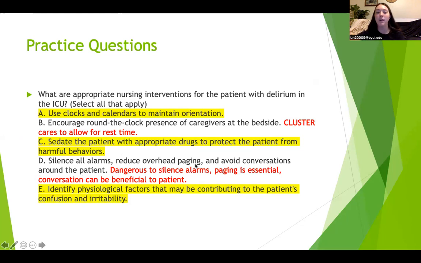It's dangerous to silence alarms. Paging is essential, and conversation can be beneficial to the patient as long as it's clustered to allow for rest times in between. And then identify physiological factors that may be contributing to the patient's confusion and irritability.